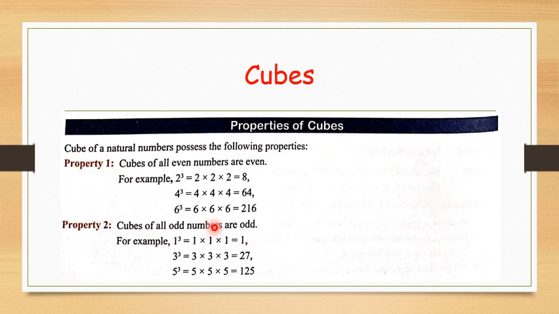Similarly, the cube of odd numbers are odd. Like you can see 1 into 1 into 1, again 1 only. 3 3s are 9, 9 times 3 is 27. 5 5s are 25, into 5 is 125. So we can see if we have an odd number, then its cube is also odd. So we can say that the cube of an even number is always even and the cube of an odd number is always odd.